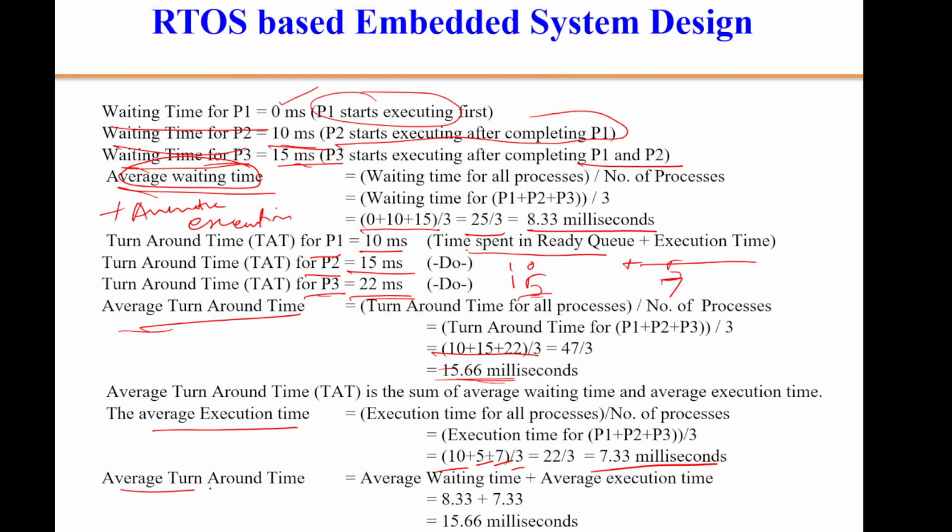So average turnaround time, as we discussed, is average waiting time plus average execution time. Average waiting time is 8.33 milliseconds, and average execution time is 7.33 milliseconds. So the total comes to 15.66 milliseconds, which we calculated by taking the averages also. So this is how the execution for non-preemptive FCFS scheduling happens. In the next video we'll be discussing LCFS, that is last come first serve.